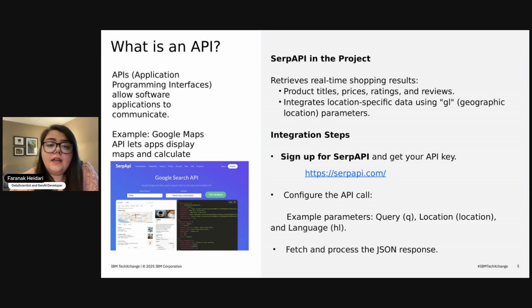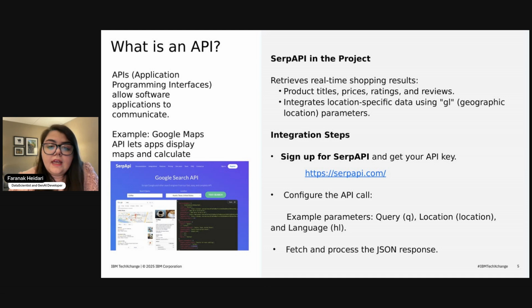So for this particular workshop, we are going to use SerpAPI. That's the Google Search API, and it lets you connect to the database of all the products that are available online in the market. And you can prompt it with what products you're looking for, or what location you are looking from, and get a list of products.